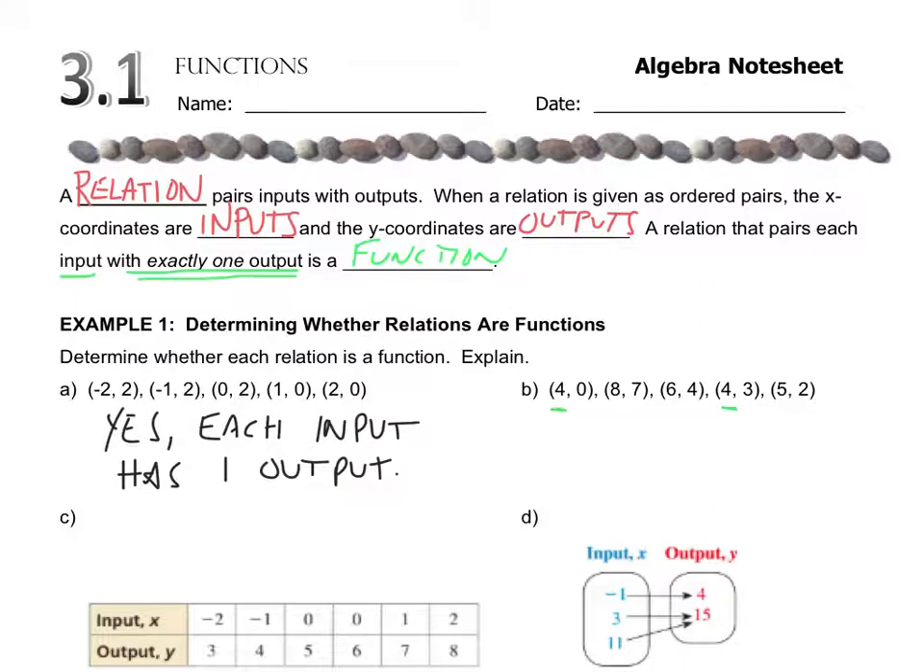So when this happens, it's still a relation, but we can't call it a function, because 4 can't have 2 outputs. So again, it's not that we can't continue with the problem. It's not that we can't graph this. It's not that we can't do other things. We just simply can't call it a function.